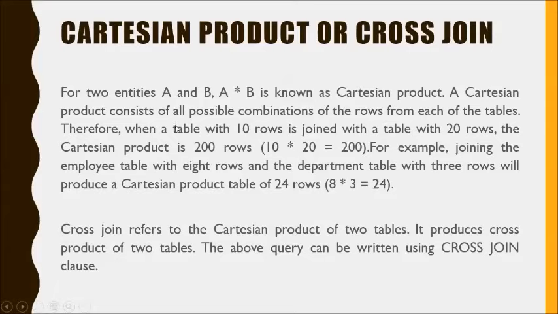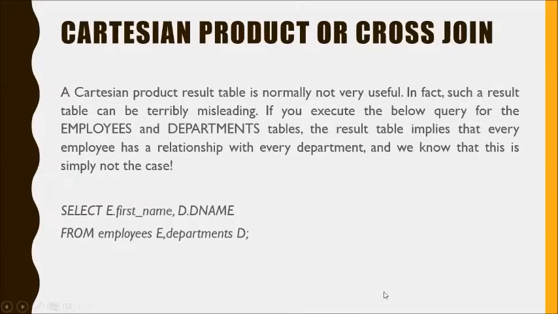For example, joining the employee table with 8 rows and the department table with 3 rows will produce a Cartesian product table of 24 rows. That is 8 times 3 is equal to 24. Cross join refers to the Cartesian product of two tables. It produces the cross product of two tables. So the above query can be written using the cross join clause.